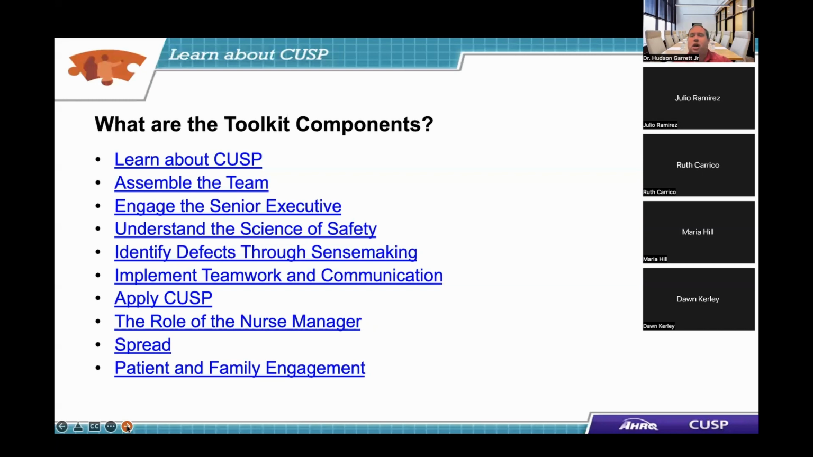So here's the components of the toolkit itself. What we're doing today is going over that orientation, or what is CUSP, which is covered under Learn About CUSP. The next programs that I had mentioned would look at assembling the team, your senior executive engagement, how do I understand the science of safety, what can I do to identify defects, the implementation and teamwork, how do I apply CUSP, the role of the nurse manager at that frontline level, how do I spread the success and leverage that and learn throughout the organization, and lastly, what can I do to engage my patients and my families, which is going to directly impact your HCAHPS scores in a positive way.